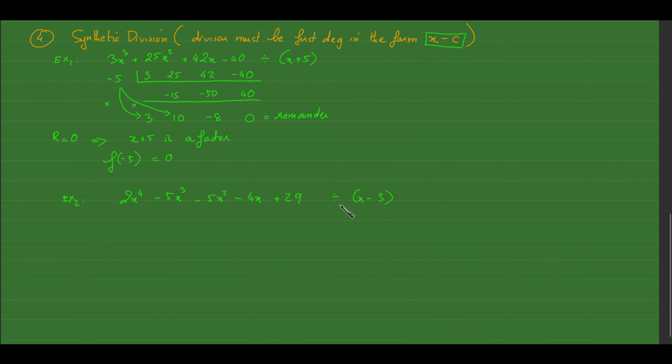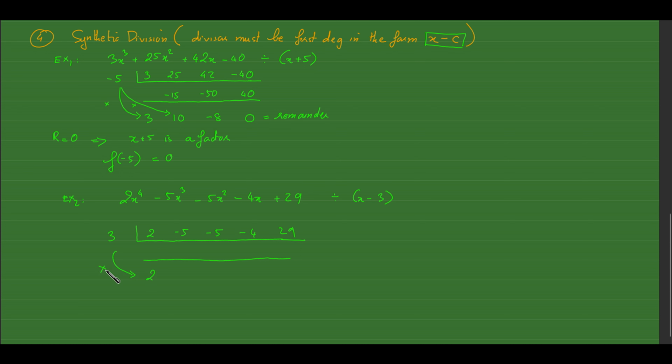So my c over here is 3, so you can go ahead and set up 3 here, and make sure that we're not missing any term. So we have 4, 3, 2, 1, 0, so it seems to be good. So I have 2, negative 5, negative 5 again, and negative 4 here, and the last one is 29. Then you draw a line right here, and you see that this number 2 always drops down.